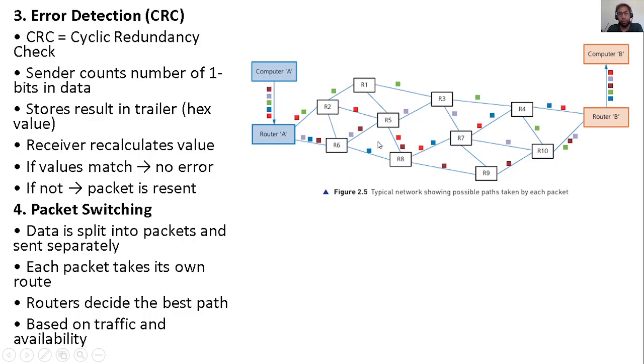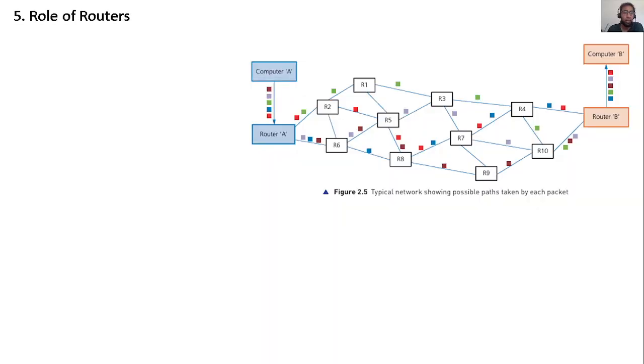And similarly, all the routers decide the best path for their packets, based on the traffic availability. It is based on the traffic availability, whether this packet has the traffic available or that packet has what traffic available. So they send the data there according to some algorithms.